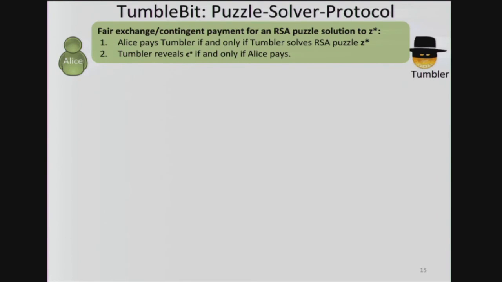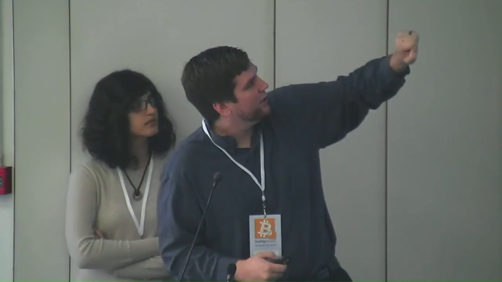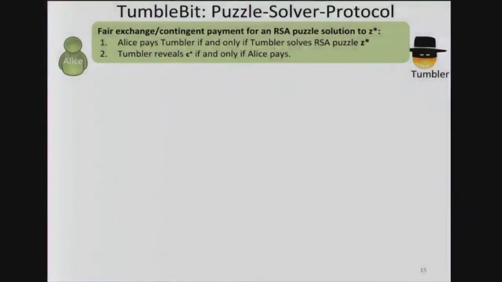So the puzzle solver protocol, remember, is the one that allows Alice to exchange a blinded solution for a blinded puzzle for a blinded solution. So we want it to be a fair exchange. So we want Alice to pay the Tumbler if and only if the Tumbler provides a valid solution, and the Tumbler reveals the solution if and only if Alice pays. So we don't want either party to be able to cheat each other.